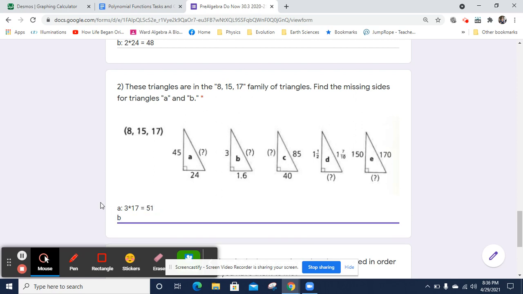And then B, we have a 3, 1.6 something. Well, 1.6 looks a little like 16. So it's like 1/10 of 16. Okay, 16 is twice 8. So this must be 0.2. And 0.2 times 15 would be 3. So we're going to do 0.2 times 17. Well, 2 times 17 would be 34. So 0.2 times 17 would be 3.4. So 0.2 times 17 is going to equal 3.4.